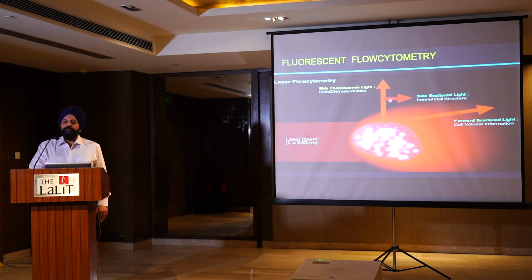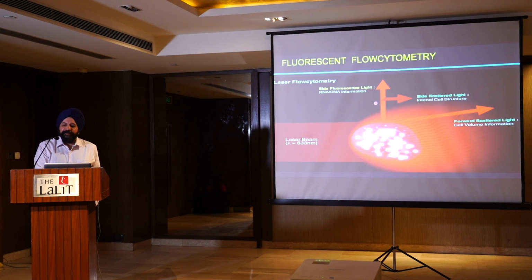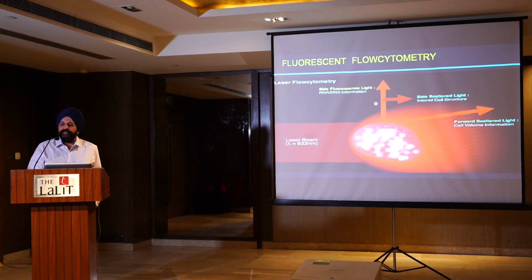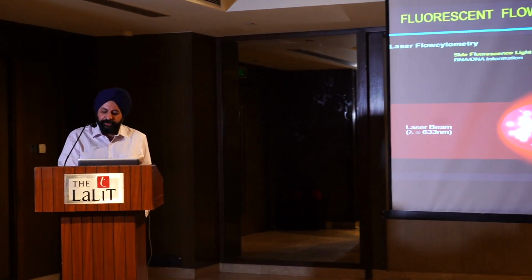In most modern hematology analyzers today, the basic principle that we use is called fluorescent flow cytometry. Basically, there is a laser beam of light. There is a forward scatter, which is an indicator of the cell volume or the cell size. There is a side scatter, which tells about the internal cell structure or the granularity of the cells. And there is a side fluorescence, which is telling about the RNA, DNA information of the cell. So the more the RNA, DNA, the more immature the cell line is.